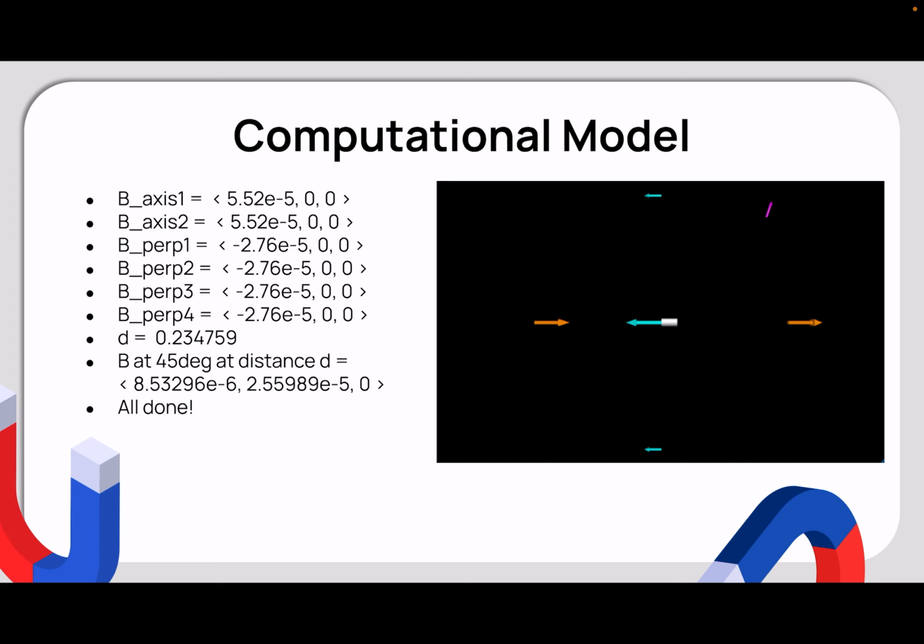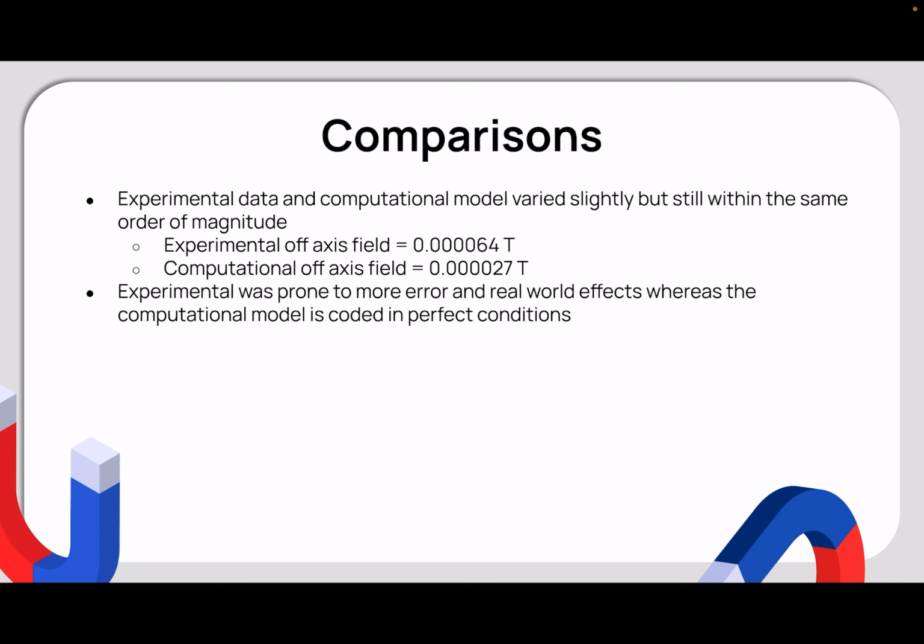So this is what it looked like when we were done. And here is the magnetic field of all the on-axis and off-axis, or perpendicular, arrows. And then we found the magnetic field at distance d, which was 45 degrees from the origin.